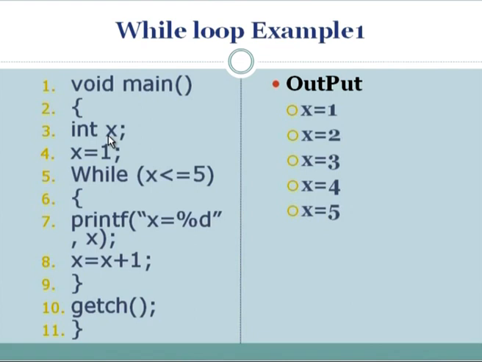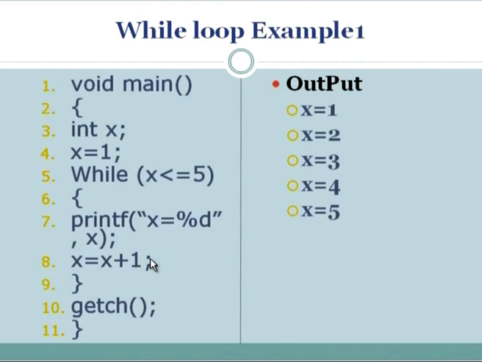We initialize the loop counter to the initial value 1 at line number 4. Then we check the condition, while keyword followed by parenthesis x less than or equal to 5, and then the body of the loop starts at line number 6 and terminates at line number 9. Inside the braces is the body of the loop. Here in this example the body of the loop is composed of two statements. The first statement displays the current value of the loop counter, and the second statement changes the value of the loop counter by 1.